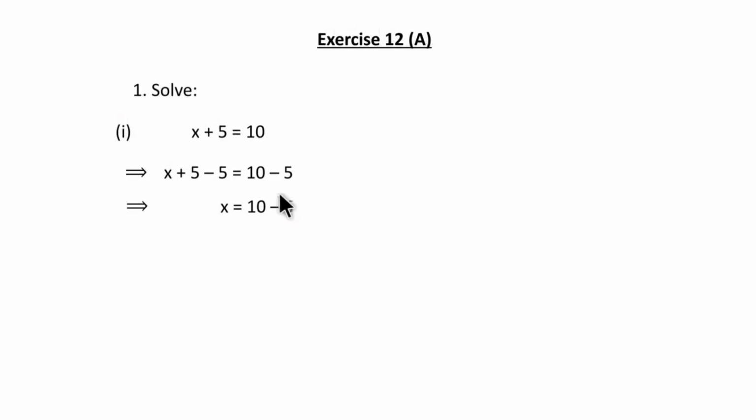Or we can simply say that we can move this plus 5 from left to right and its sign will change. So instead of showing all this, we can directly move from this step to this step. Over here x is equal to 10 minus 5, and 10 minus 5 is equal to 5. So x is equal to 5 is the required answer.